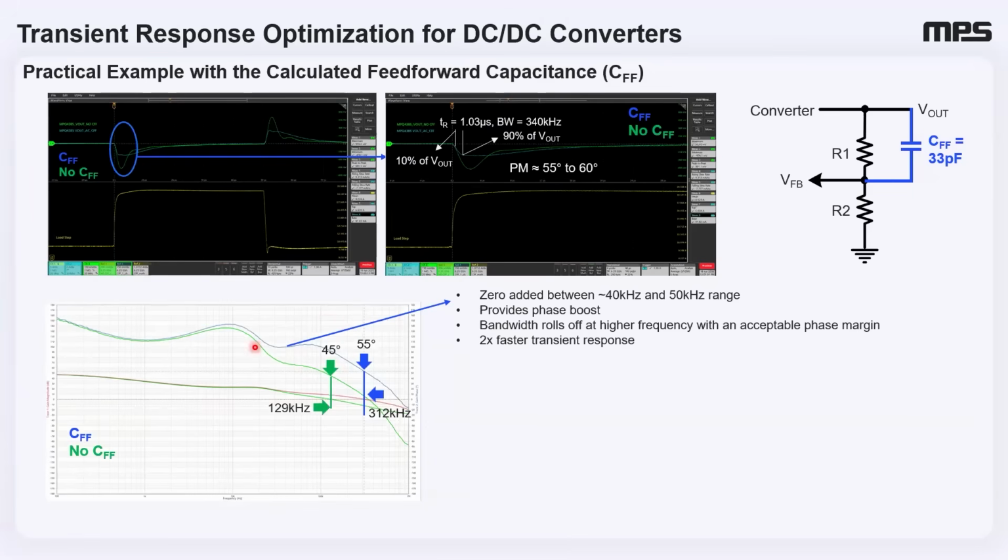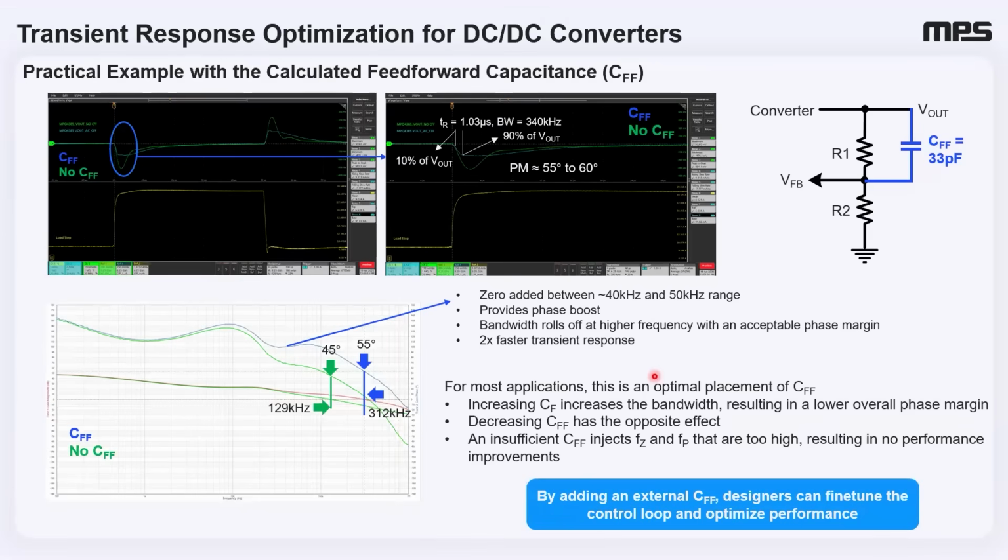The result is that the system's gain margin remains high for a longer time, allowing the bandwidth to extend to a much higher frequency and roll off at a higher frequency, as we are seeing here, while maintaining a very good phase margin. So the direct consequence of this increased bandwidth is a significantly faster transient response. As seen in the scope capture, it has a roughly 2 times faster transient response when compared with the no CFF case. While CFF is beneficial, its selection isn't arbitrary.